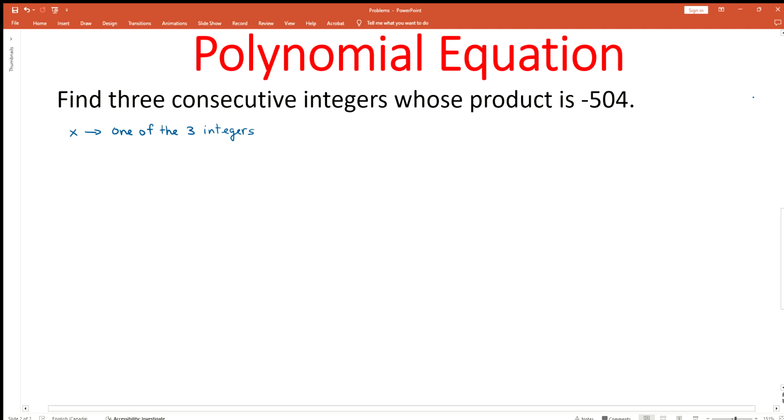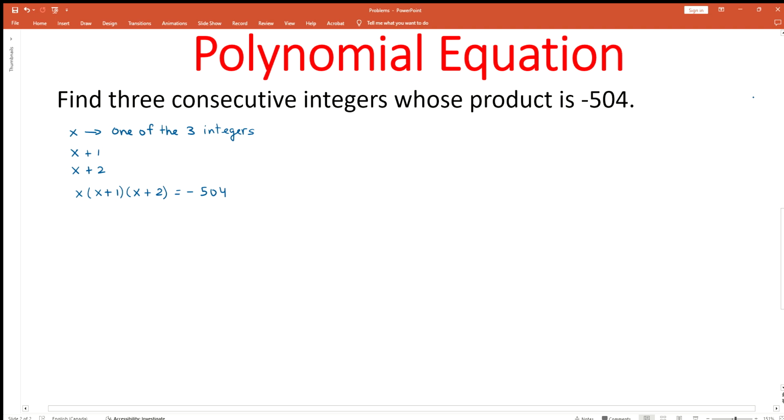The next integer in terms of x can be x plus 1. And the third integer in terms of x can be x plus 2. As per the problem, the product of these three integers is equal to -504. So the equation for this problem in terms of x is x times x plus 1 times x plus 2 is equal to -504. This is the equation we have to solve to find the three consecutive integers.